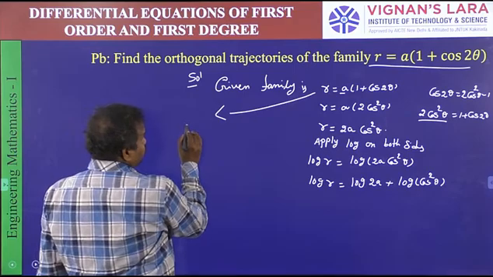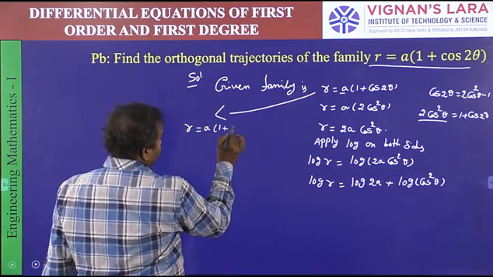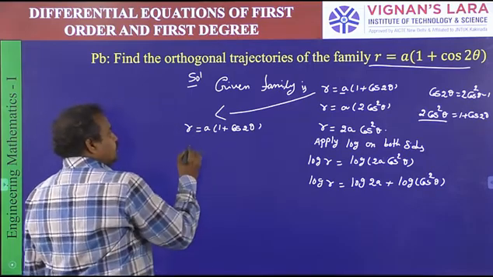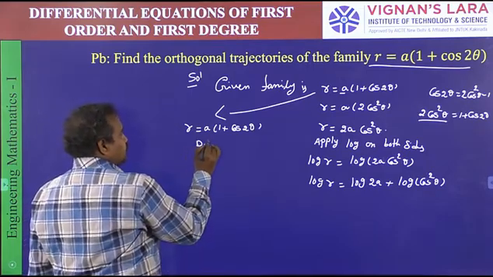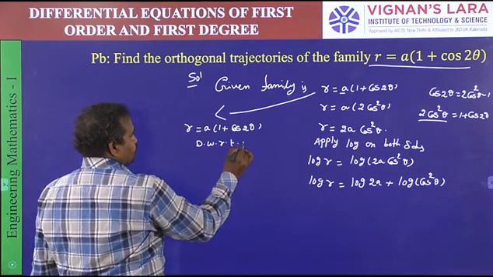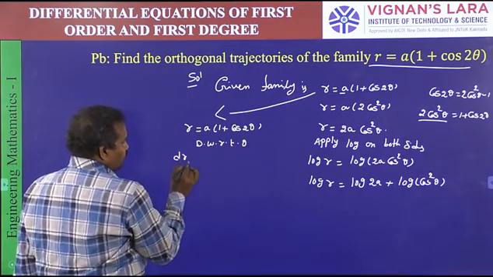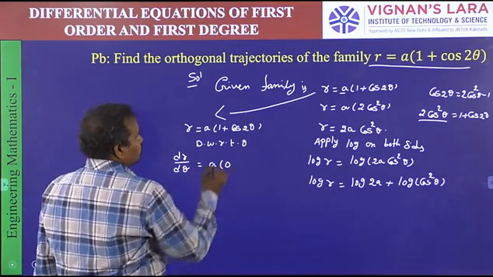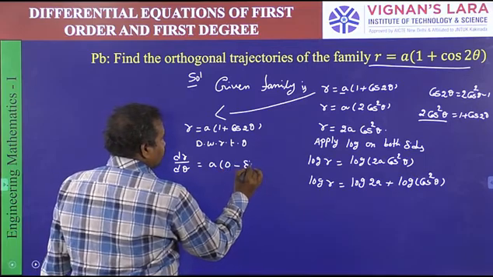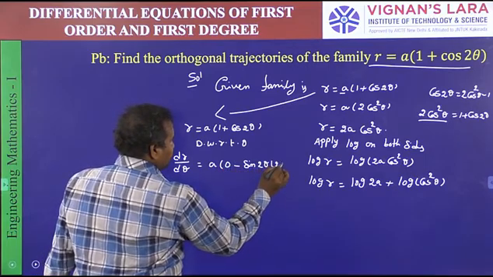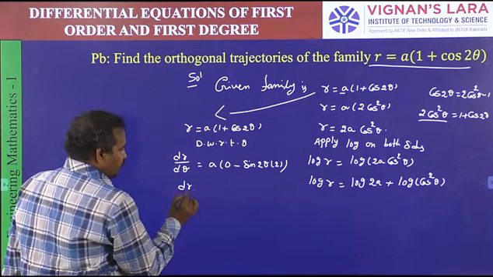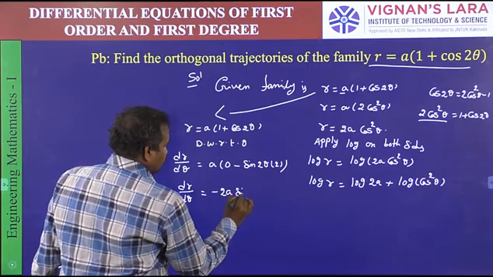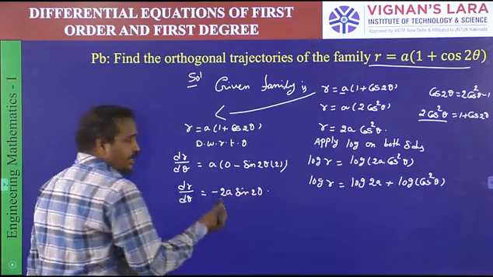So what is the problem? r is equal to a into 1 plus cos 2 theta. Here, differentiate with respect to theta. The derivative of r is dr by d theta, a into the derivative of 1, which is 0, plus the derivative of cos 2 theta, which is minus sin 2 theta, and again the derivative of 2 theta is 2. So dr by d theta is equal to minus 2a sin 2 theta. Okay, a does not eliminate yet.